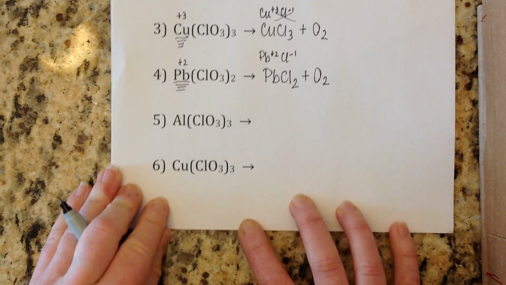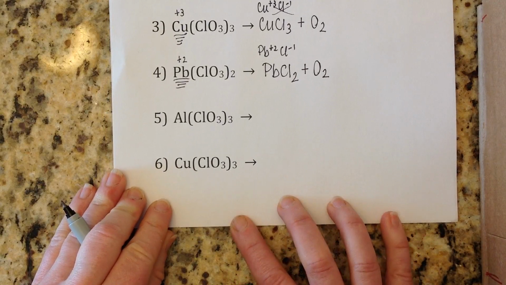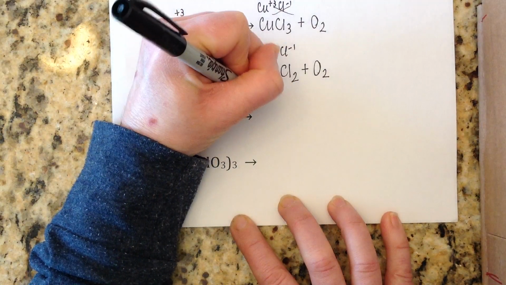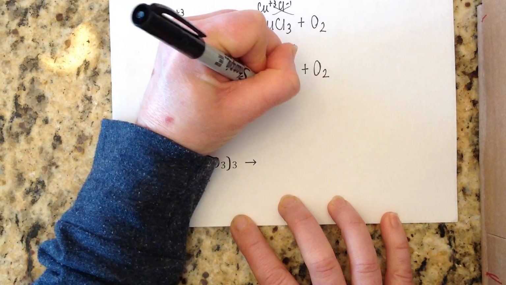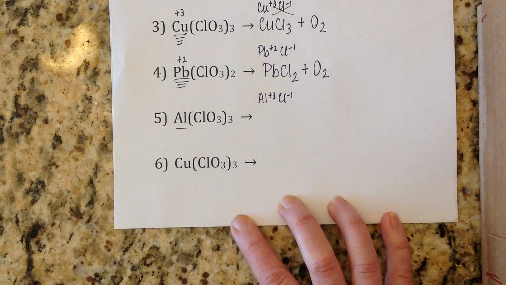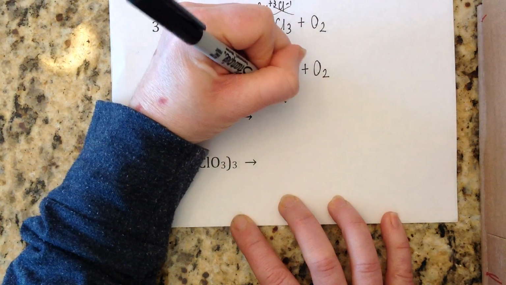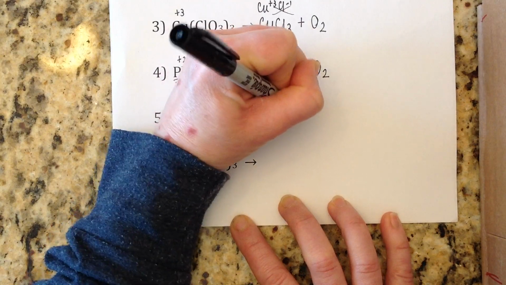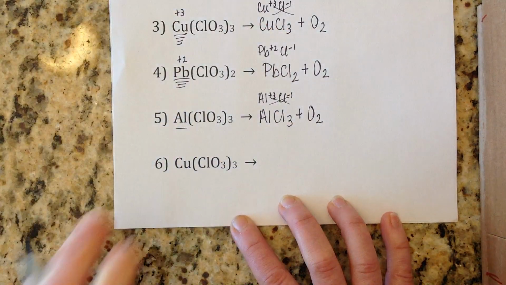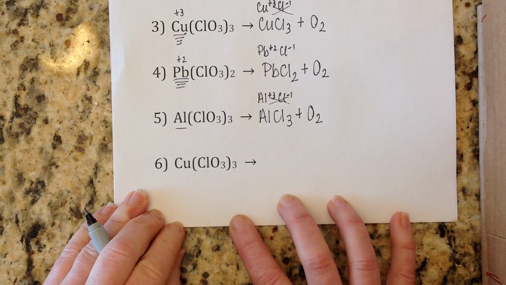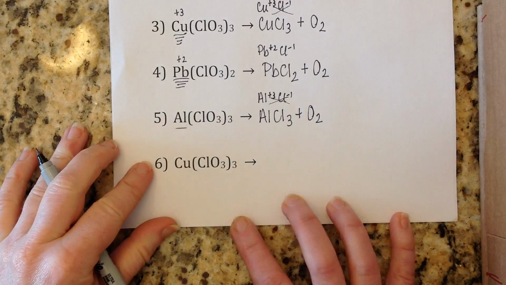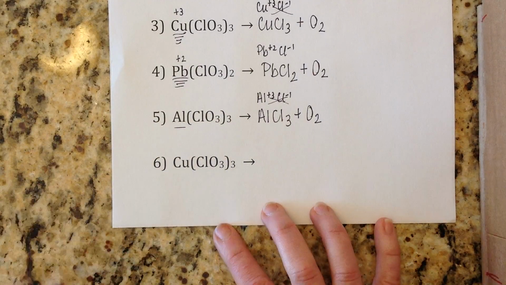Number 5, aluminum chlorate. Aluminum is my metal. It has a +3 charge. Chloride is a -1. The rule tells me to crisscross that with chloride. When I crisscross, I get AlCl3 plus O2. And the very last one, copper 3 chlorate, which I noticed I've already done, so we're not going to worry about that one. That was a repeat. Sorry about that.